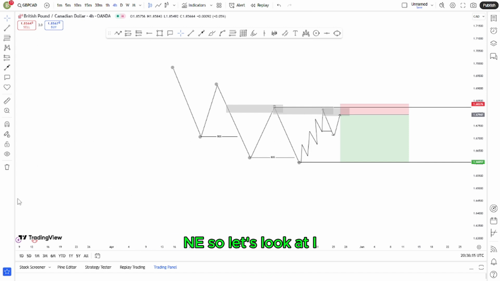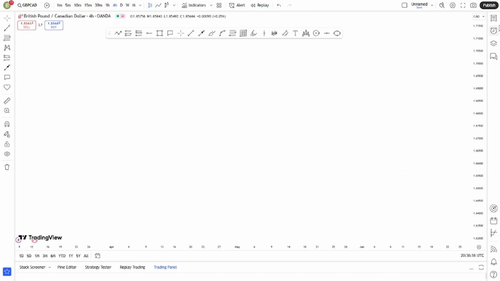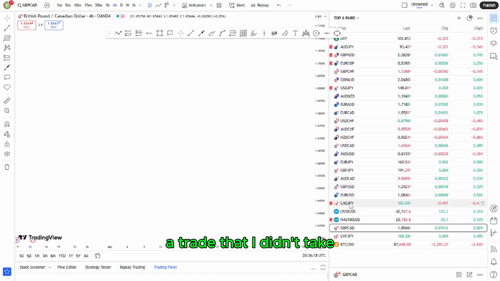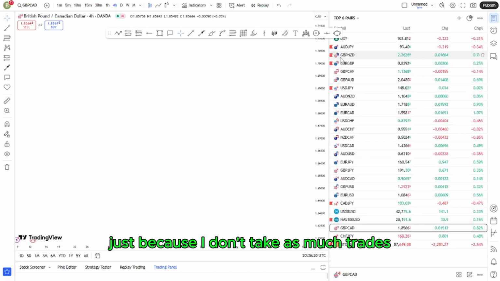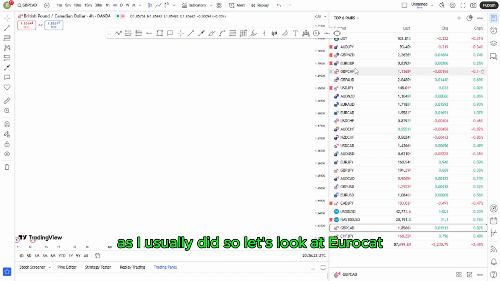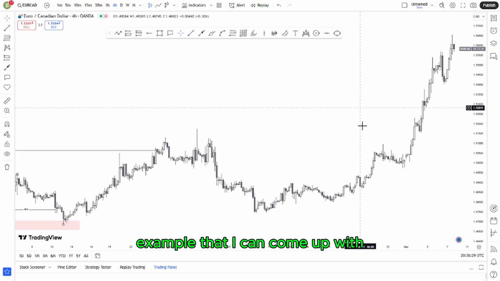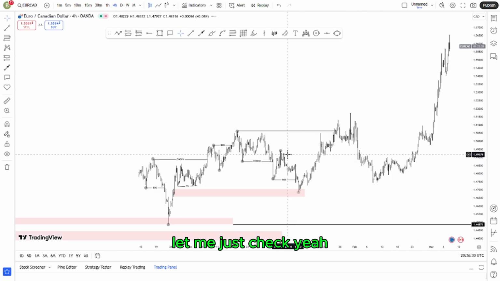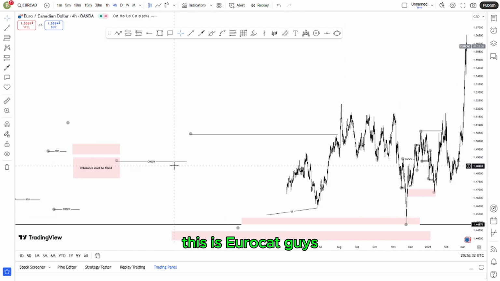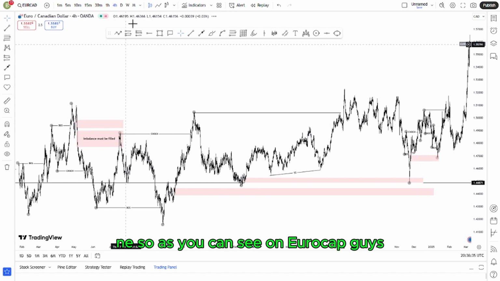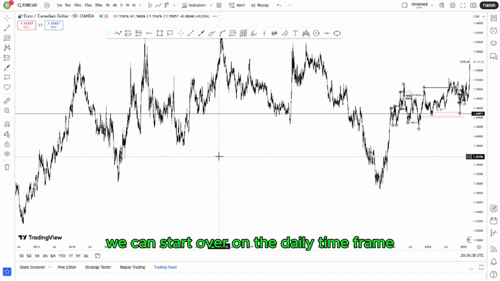Now let's look at a trade that I didn't take, just because I don't take as many trades as I usually did. So let's look at EuroCAD. I think EuroCAD was the best example that I can come up with. Let me just check. Yeah, this is EuroCAD, guys. Now, as you can see on EuroCAD, we can start over on the daily time frame.